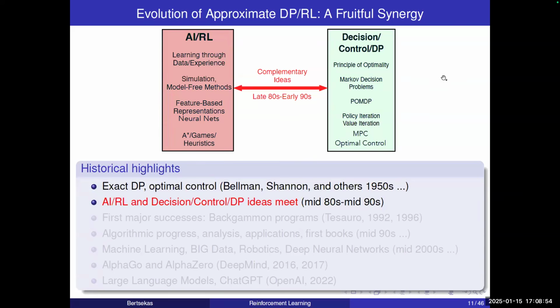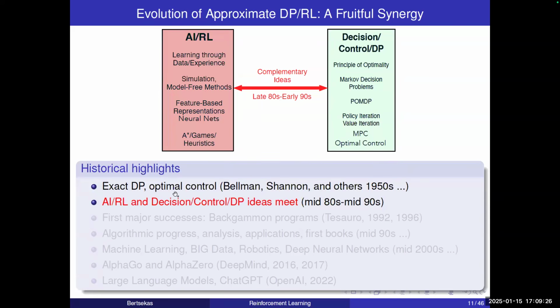Decision and control involves things like dynamic programming, of course, and then things like principle of optimality, Markov decision problems, partially observed Markov decision problems, policy iteration algorithms, value iteration algorithms, MPC, optimal control, and so on. These are at the core of the decision and control methodology. And these two fields met sometime in the late 80s and early 90s. And that's how the modern version of the reinforcement learning field started.